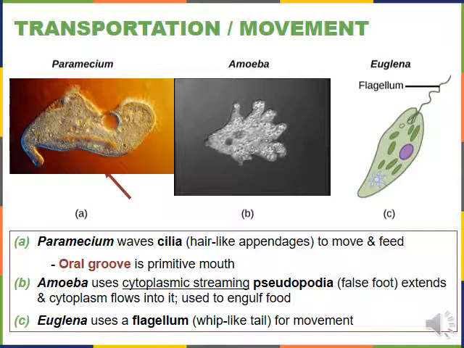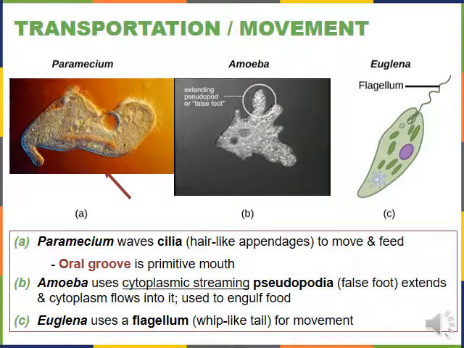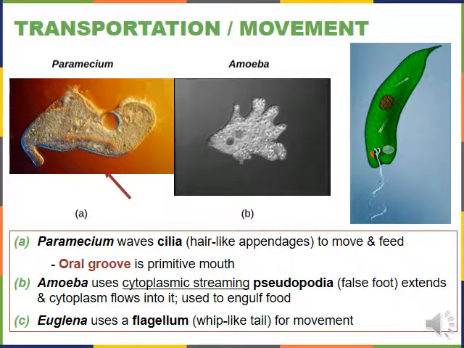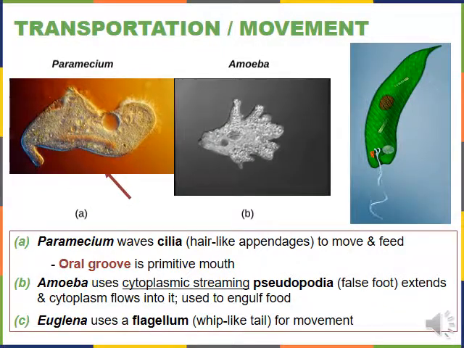And then lastly, the example on the right there with Euglena is an example of a mixotroph, so it's animal-like and plant-like, and it uses what's called a flagellum, a whip-like tail, for movement. And so this is an illustration showing Euglena being able to move via this long whip-like tail called a flagellum. And so we have, just in summary here, how do protists move in their environment?